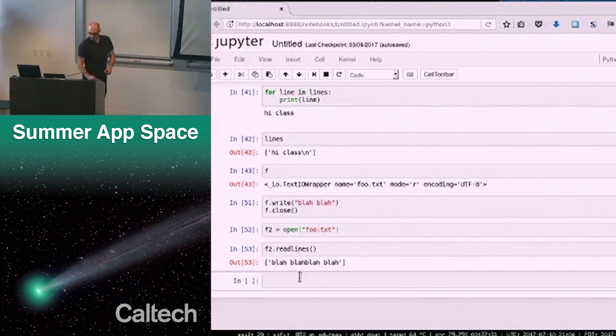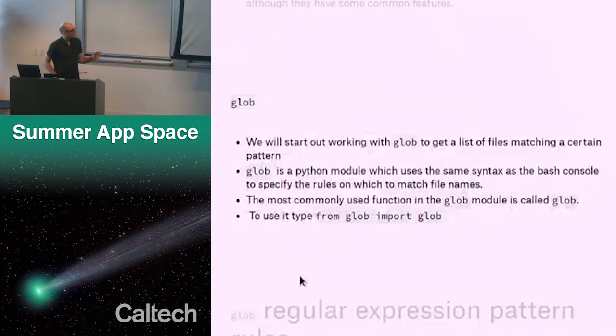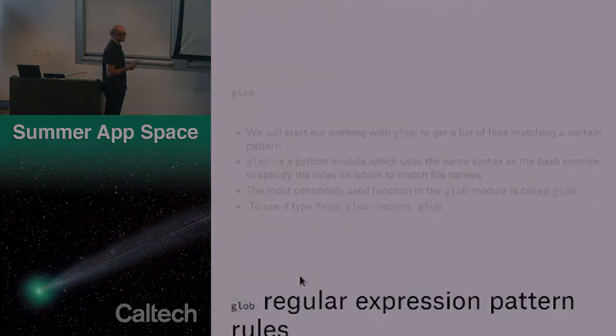And one way to do that is with these things called regular expressions, which we won't really go into, but it's sort of a language unto itself for how to match characters and strings. But a simpler way to do character matching is with this thing called globs, which is a funny word, but it's the same character matching that happens in the Bash console.